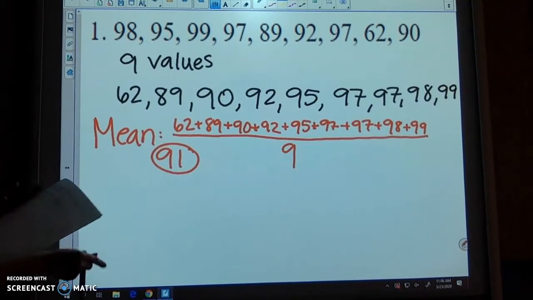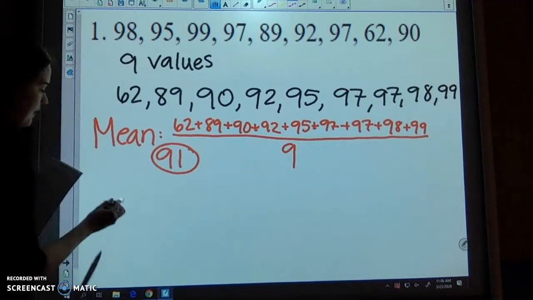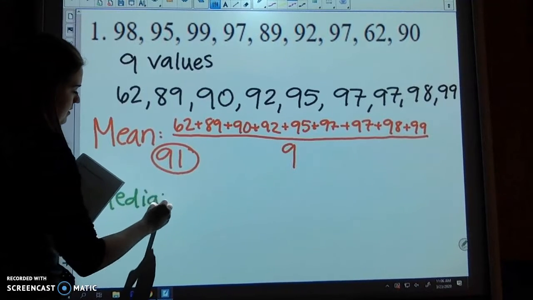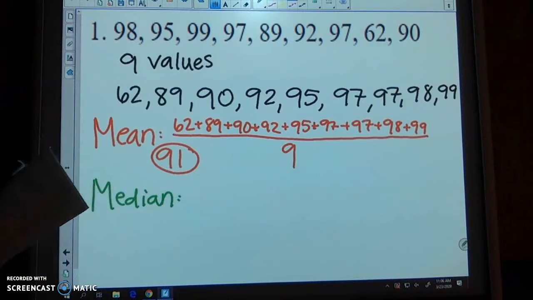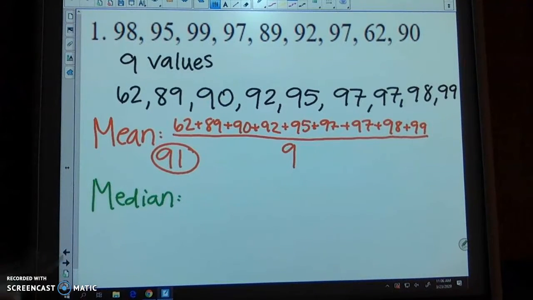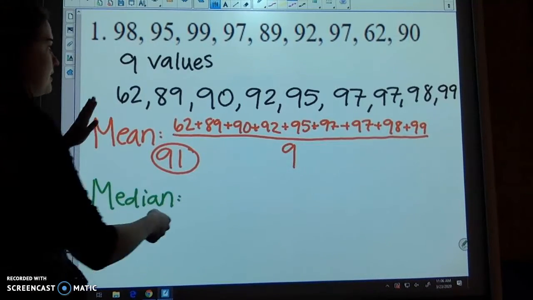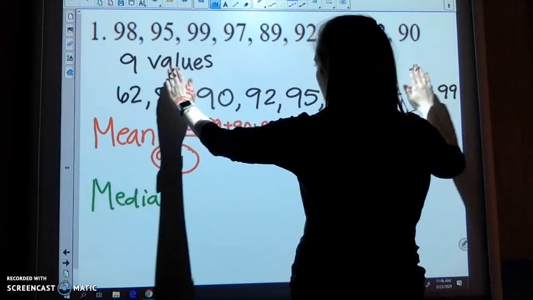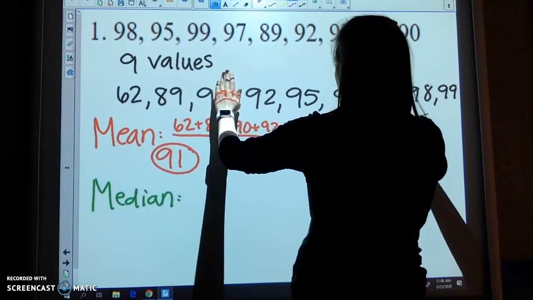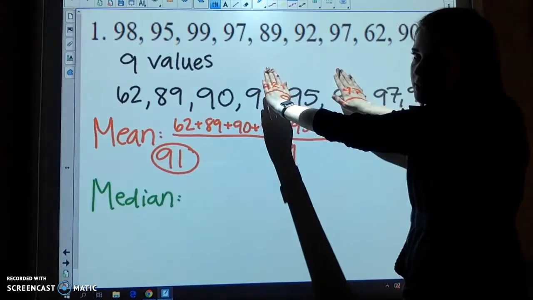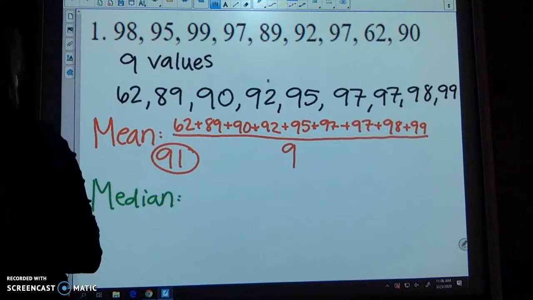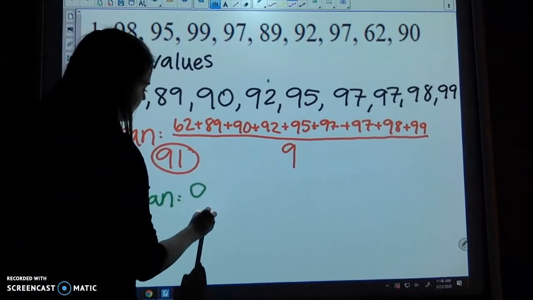Okay? The second thing we have to do is find the median. The median is known as the middle value. So the easiest way to do this is I like to cover up the ends. So we have 62 and 99 covered up. And then go in one more. And then one more, and we're left with just 95 in the middle. So that will be our median. It's the middle value of the data set.